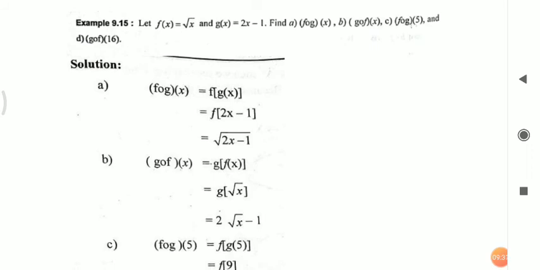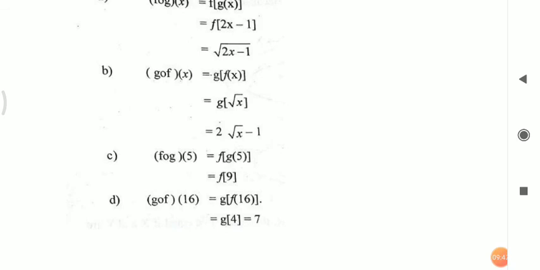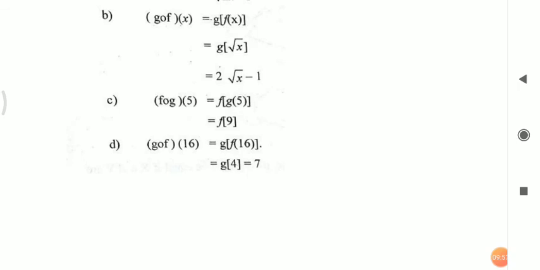You can understand this. Look at this. (f o g)(x) means f of g(x). So first g(x) will be put, then the definition of f(x) will be written. Similarly, (g o f)(x) will be g of f(x). Similarly, (f o g)(5) will be f of g(5), and (g o f)(16) will be g of f(16). Hope you understand this. Thank you.